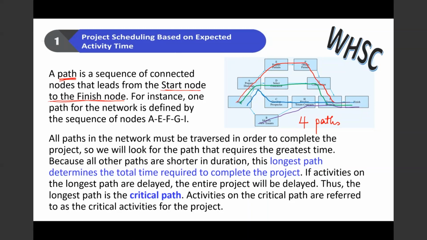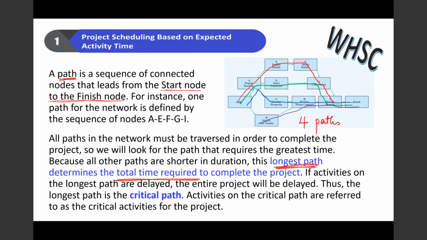So all paths in the network must be traversed. You must go through all these paths in order to complete your project. But all the 4 different paths could potentially have different times of completion. And out of all these 4, the path with the longest duration, the longest path, determines the total time required to complete the project.